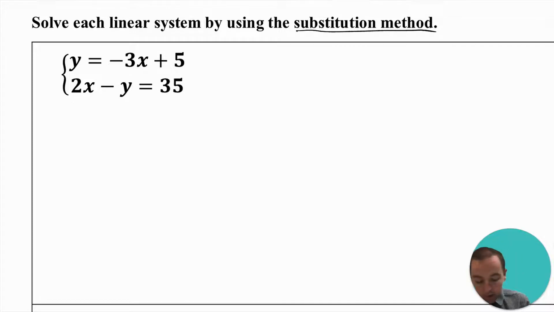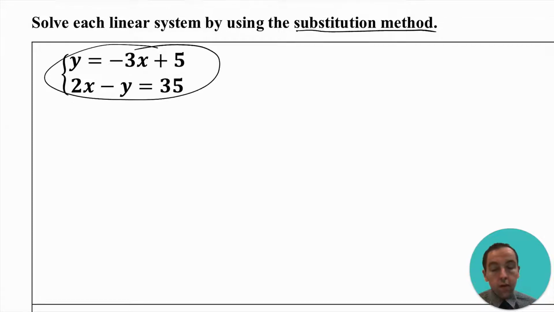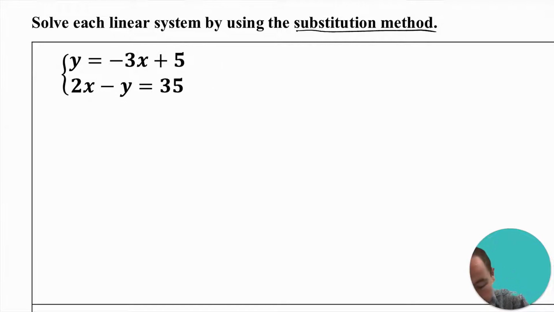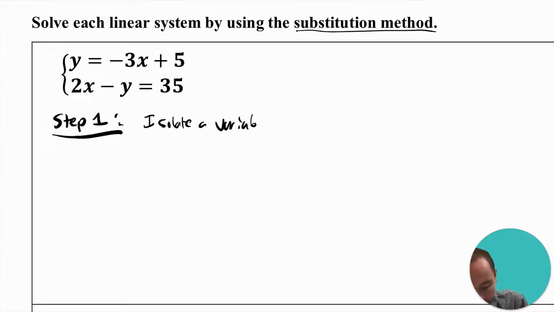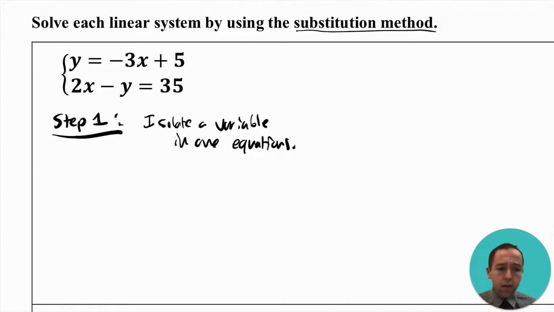So we do have a system right here of two equations, and they are both linear equations. The first thing that you're going to want to do when you are solving a system by the substitution method is to isolate a variable in one of the equations. In other words, when we isolate a variable, you're solving for that variable. It does not matter if you isolate x, nor does it matter if you isolate y, just do so.